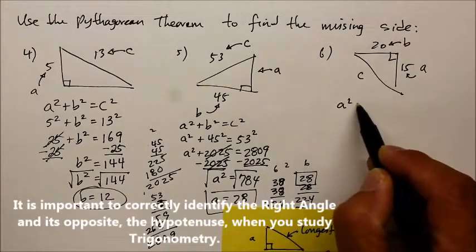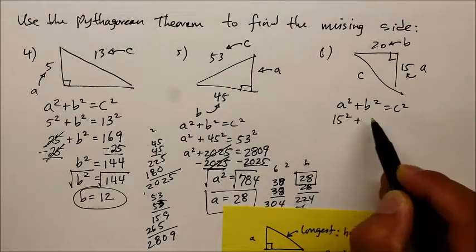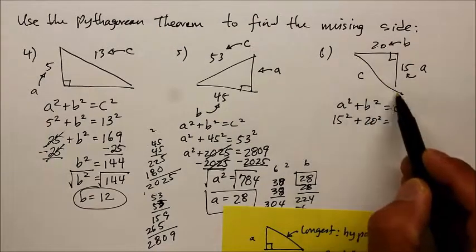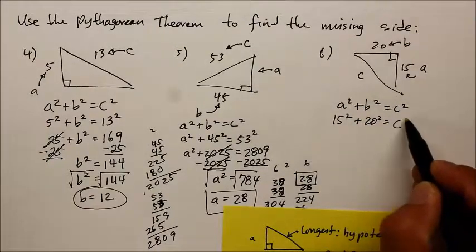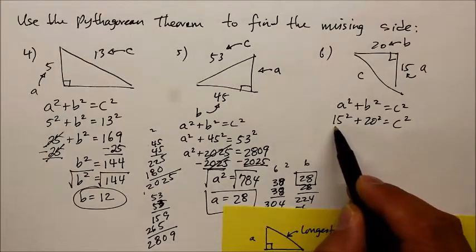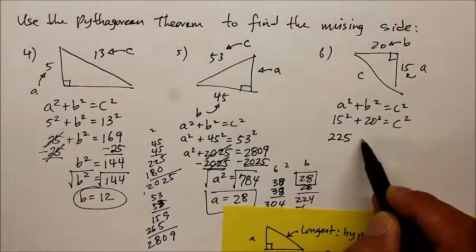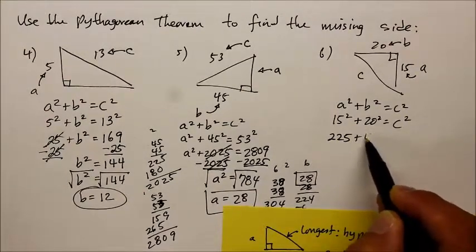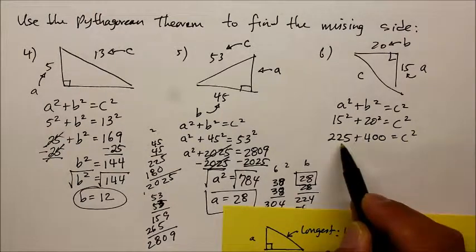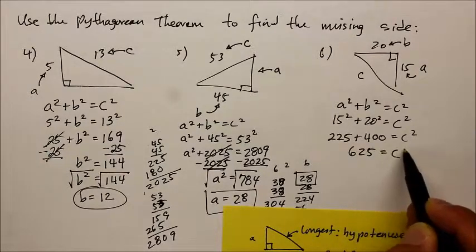So we got A squared plus B squared is equal to C squared. A is 15 squared. B is 20 squared. And C, as imperfect as it is, is still the hypotenuse, and we're looking for that. So we evaluate. 15 times 15 is 225. I just happen to memorize that. 20 times 20 is 4 with 2 zeros. And that equals C squared. 225 plus 400 is 625 equals C squared.